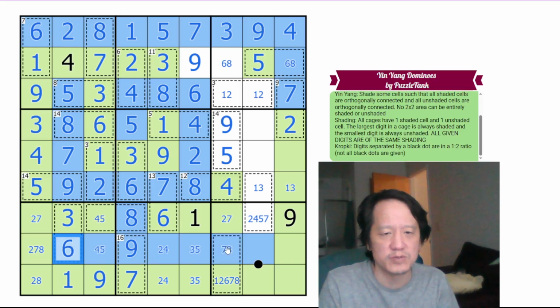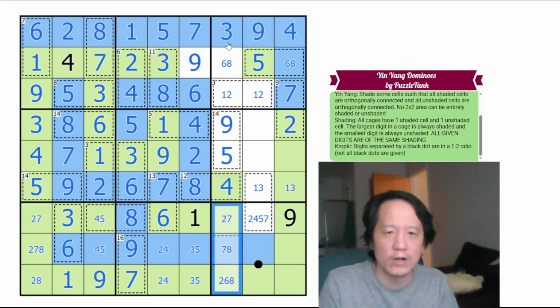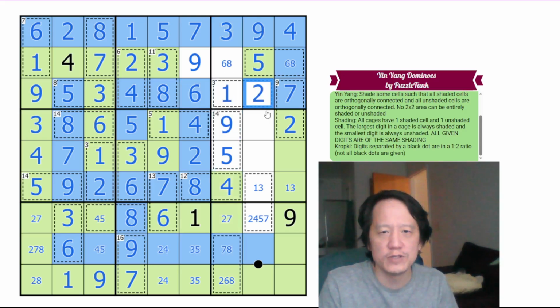It cannot be 6 because of the 6 in the row. This can't be 1. It cannot be 7. So this is 2, 6, 8. Where is the 1 in column 7? It must be here. So this is 1, that's 2, which means this is a smaller one and therefore unshaded. The blue is shaded. This is a diagonal of green, so this can't be a diagonal of blue, so this must be green.